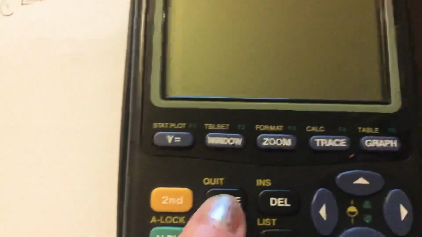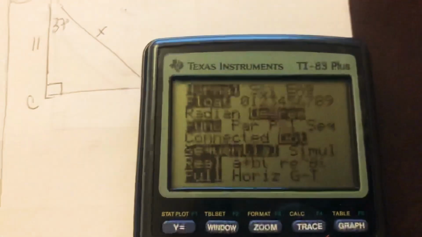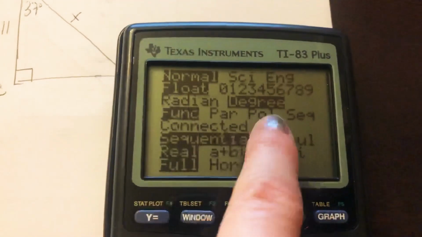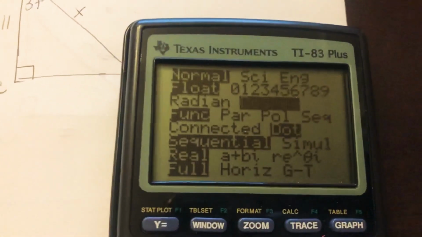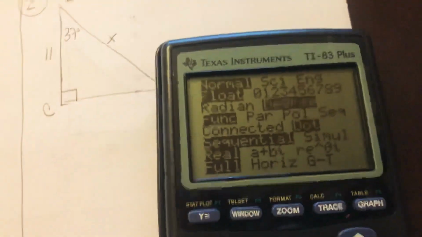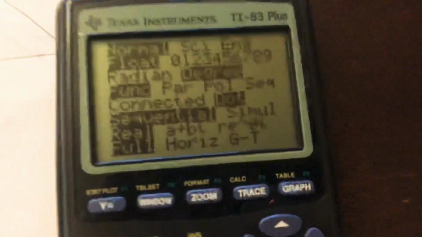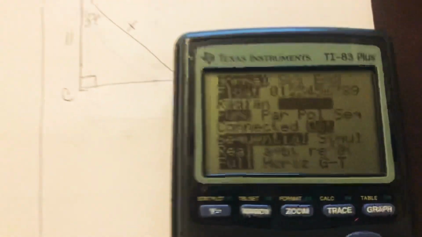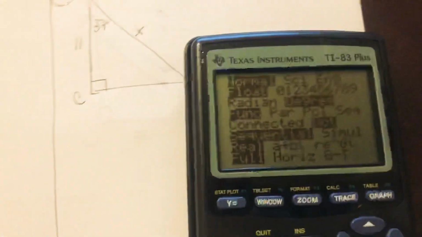If you press the mode button in the calculator, you'll see on the third row down, see how it says radians or degrees? You're going to go ahead and select degrees, okay? If you ever get some weird answers, then usually it's because you have your calculator in the wrong setting. Especially on the online calculators, I know they're automatically set in radians, so you have to make sure you change it to degrees for this particular lesson, okay?